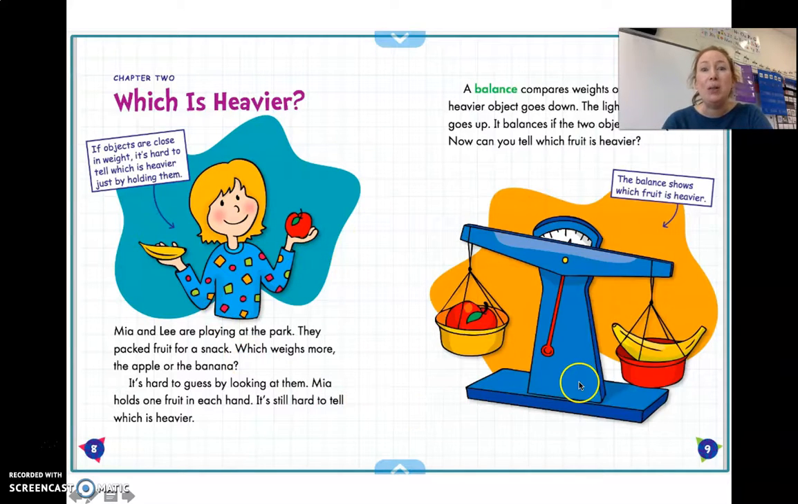So here she can use a balance. When she puts the apple and the banana on the balance, you can see that the balance moves, and it shows which fruit is heavier. Just like on a seesaw that goes up and down. If you're on the side that goes down, you're heavier. So here I can see that the banana went down. So the banana is heavier than the apple. And we can say the apple is lighter than the banana. It does not weigh as much as the banana. The banana is heavier. The apple is lighter.